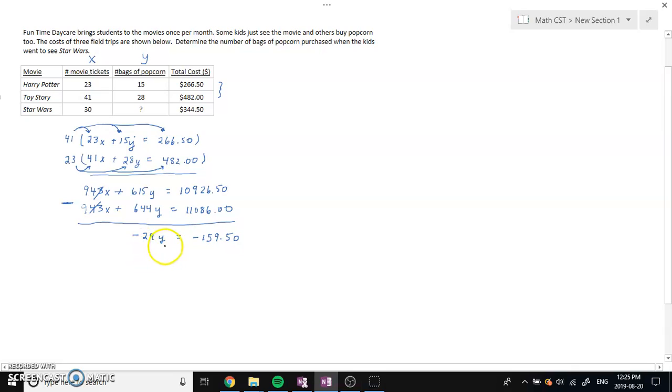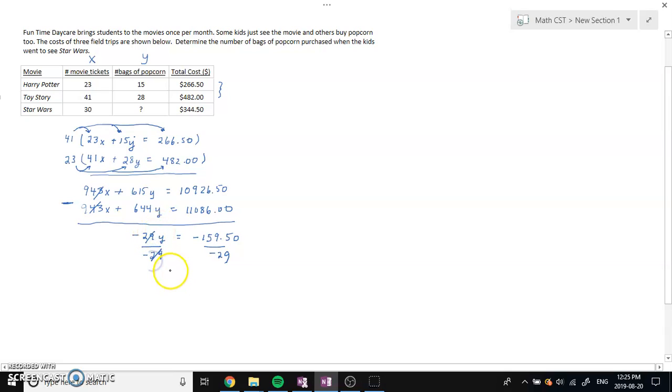Now, a lot of students aren't sure what to do here, but as you can see, negative 29 is kind of hugged up against this y, and that always implies multiplication. A number stuck to a letter is always multiplication. And the opposite of multiplication is division. So in order to isolate y, we have to divide off the number in front of it.